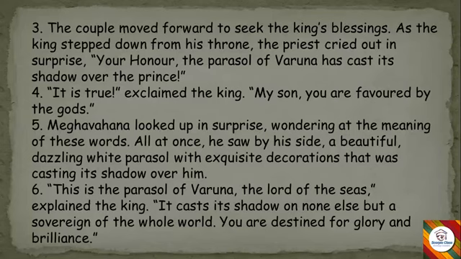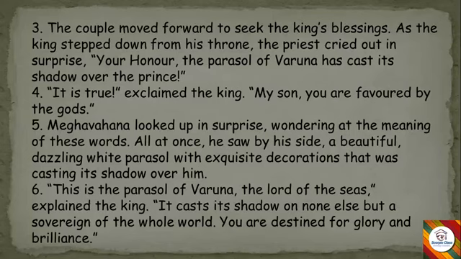Now, this is the parasol of Varuna, the lord of the seas, explained the king. It casts a shadow on none else but a sovereign of the whole world. You are destined for glory and brilliance. So, here the king explains to Meghavana that this is a parasol of Varuna, the lord of the seas, and he does not give this shadow to everyone. It is only for the one who is sovereign of the whole world.